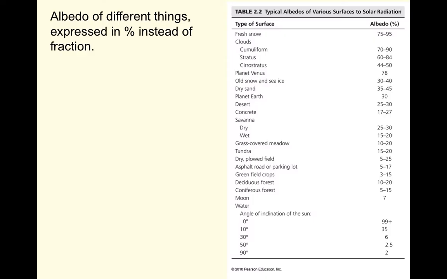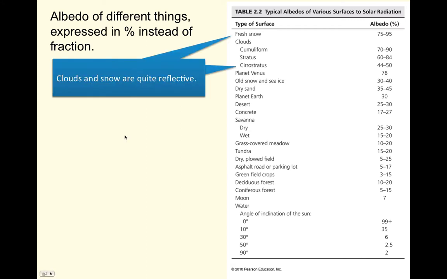Here's the albedo of different things expressed in percent instead of fraction. The first thing we can see is that fresh snow has a very high albedo, sometimes as high as 95% or 0.95.